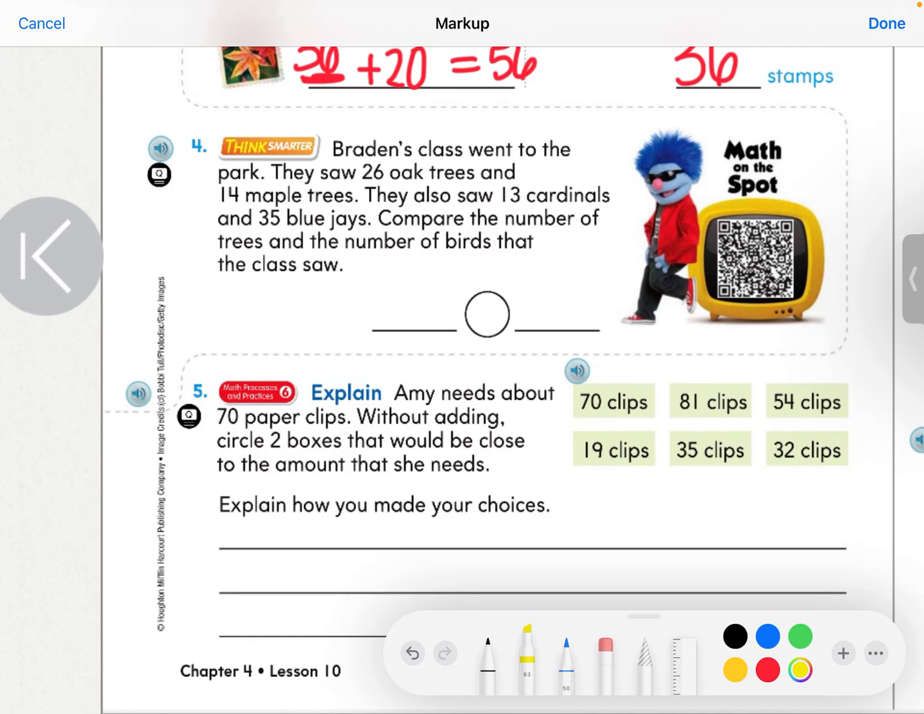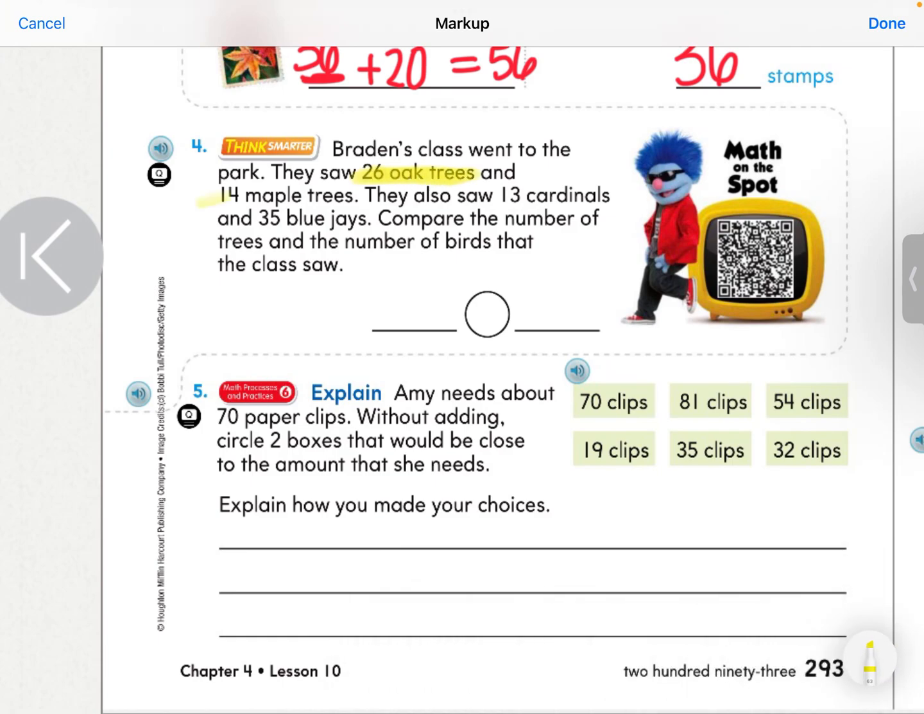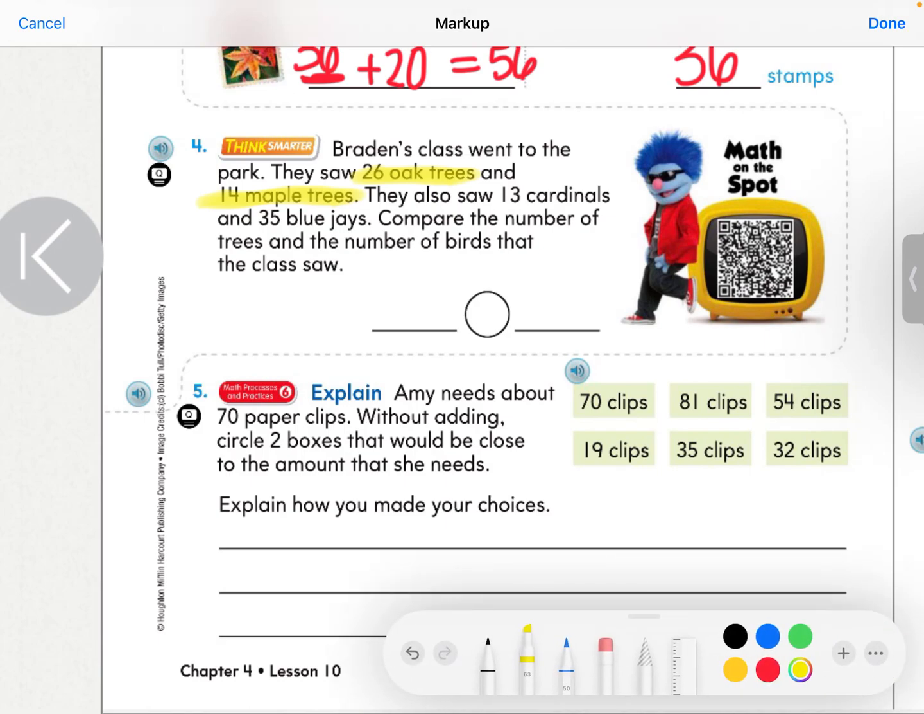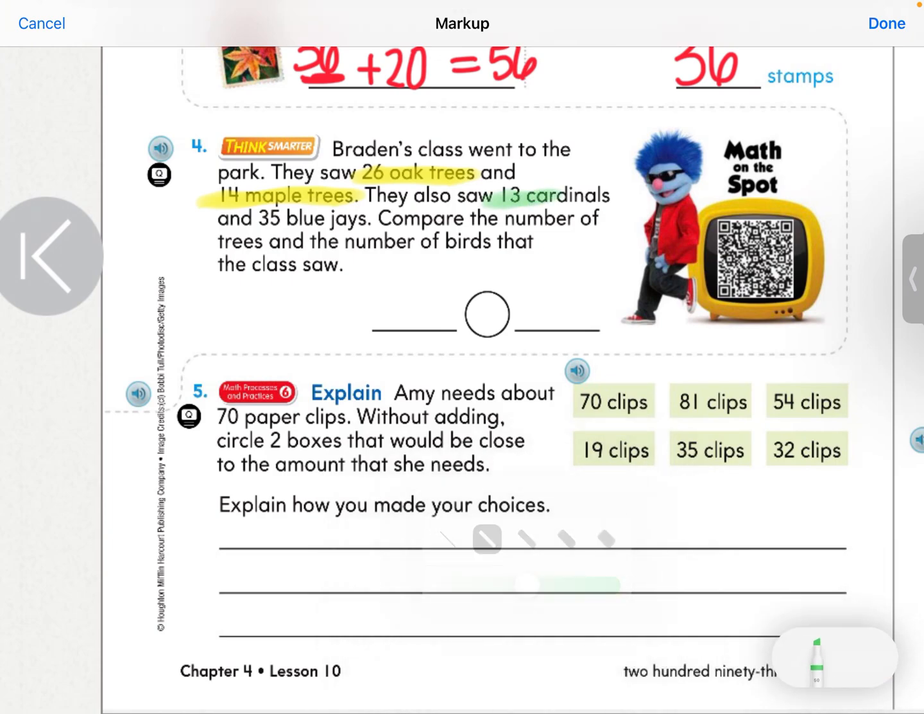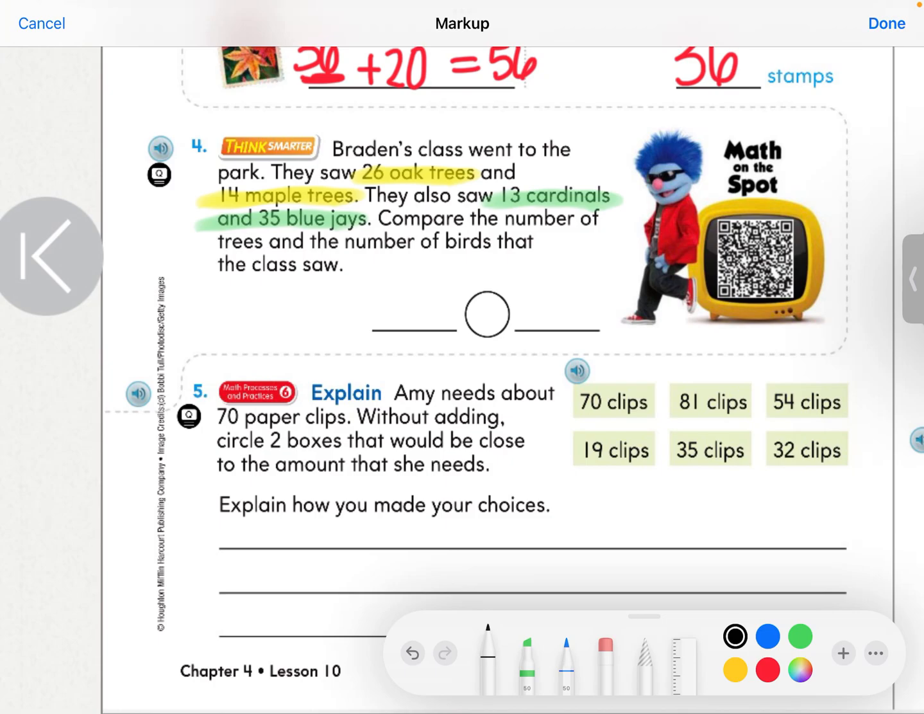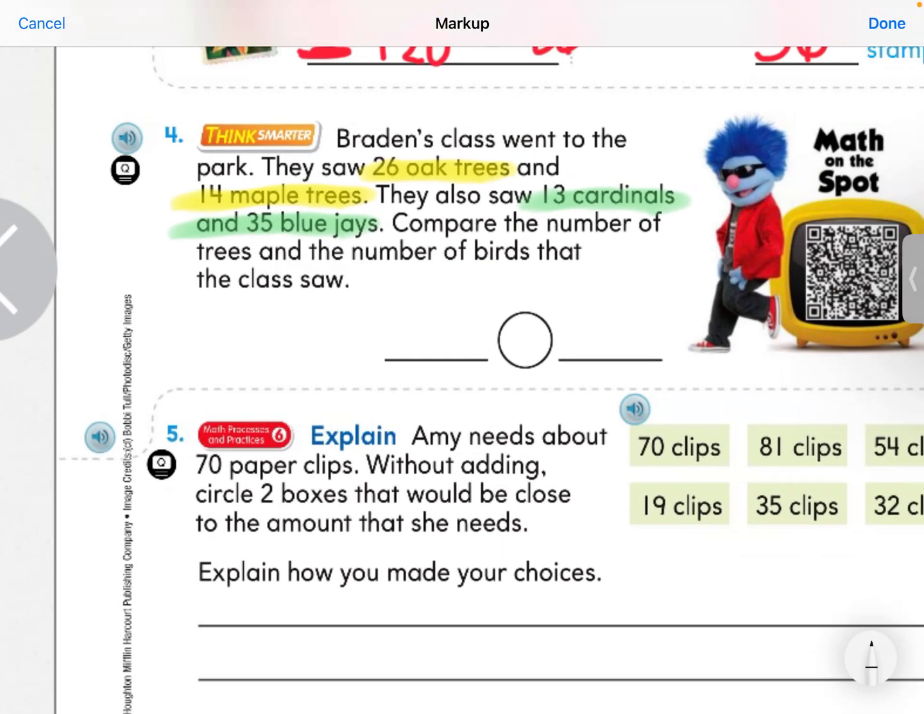Braden's class went to the park. Okay, they saw 26 oak trees and 14 maple trees. So 26 of one kind of tree and 14 of another kind of tree. That's important. The next thing that Braden's class saw was 13 cardinals and 35 blue jays. Cardinals and blue jays are different types of birds. Okay, my job is to compare how many trees and how many birds the class saw. So underneath this very first line, I'm just going to put TREE.